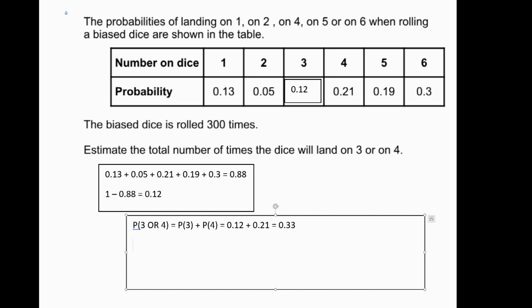To do that, what I'm going to do is remember that the expected number of successes equals the probability of success times the number of trials. So all that means is the chance that I get a 3 or a 4 is 0.33. The number of trials, the number of times I'm rolling the dice, is 300. So to work out the number of times I would expect to get a 3 or a 4, I times 0.33 times 300, which gives me 99. So that's how many times I would expect to get a 3 or a 4.